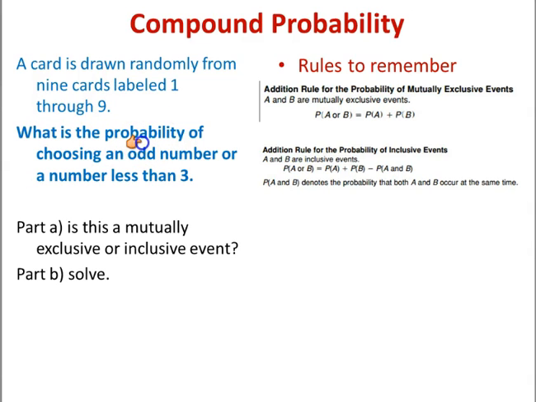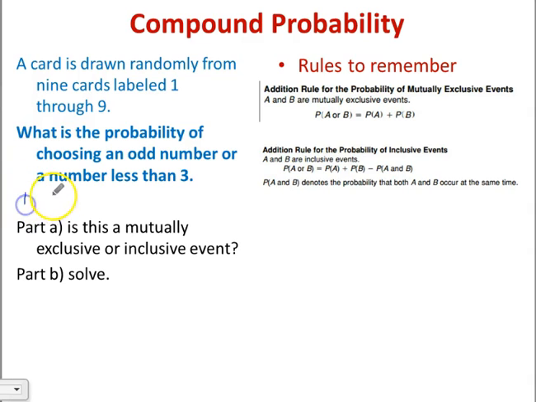So the probability of choosing an odd number and a number less than 3. Can both of those occur at the same time? So ask yourself, can those occur at the same time? They can occur at the same time, because in numbers less than 3, so let's think about that.